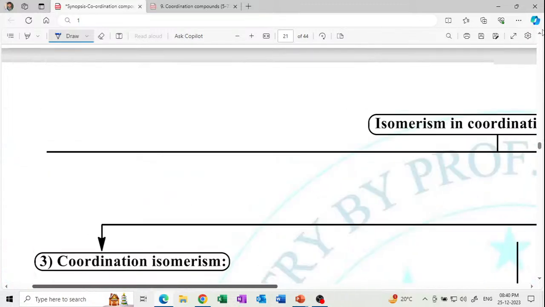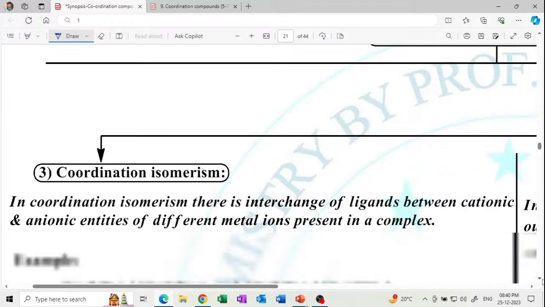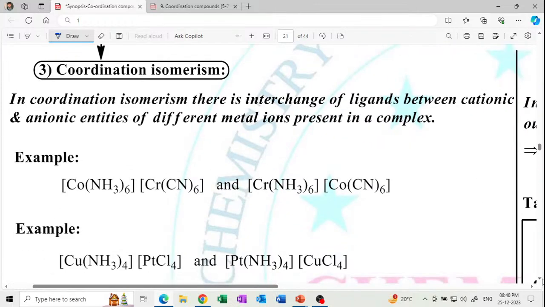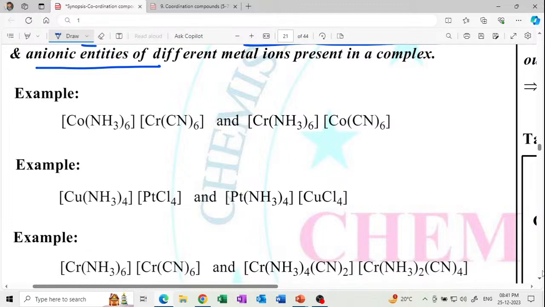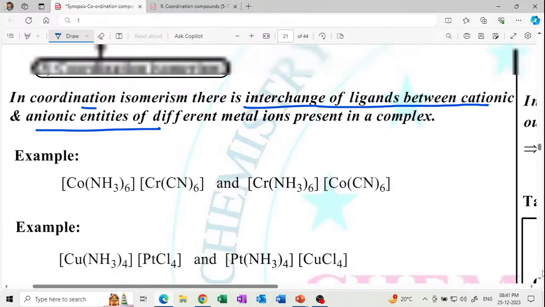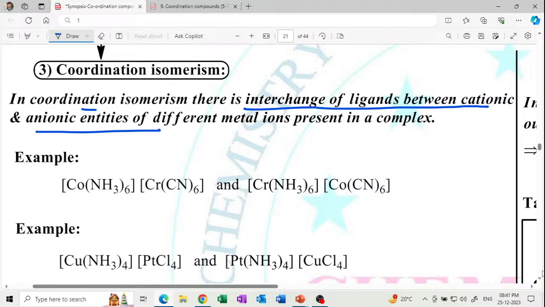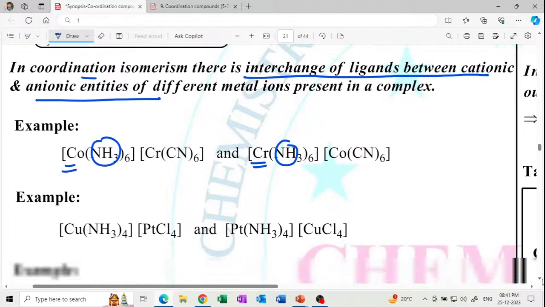Get it? Next type is coordination isomerism. In coordination isomerism, there is an interchange of ligands between the cationic and anionic entities. So this is coordination isomerism. So this is written as 4 NH3 chromium cobalt. Get it? So this is the exchange of ligands between two metal atoms.